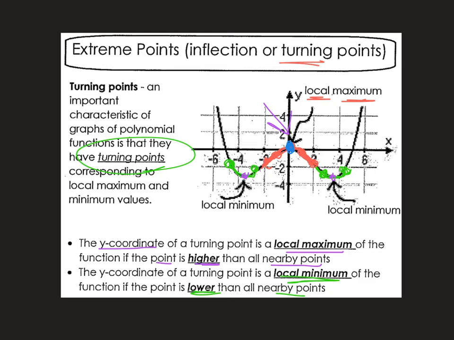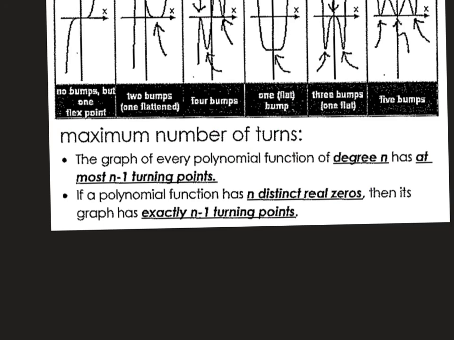Now notice the turning point doesn't have to be on the x-axis. We're not talking about those multiplicity zeros, although that could be a moment where it's a local min, or it could be a moment where it's a local max. But anywhere where we take a turn could be a local min or max.